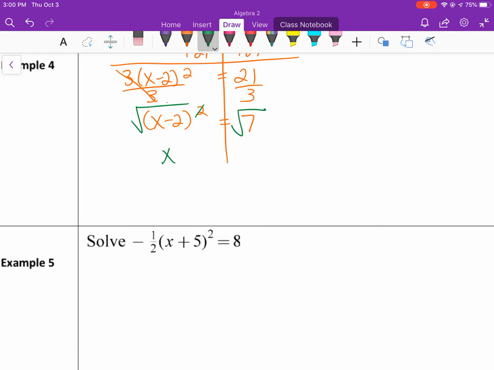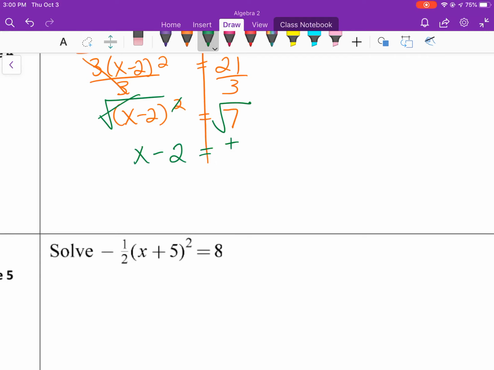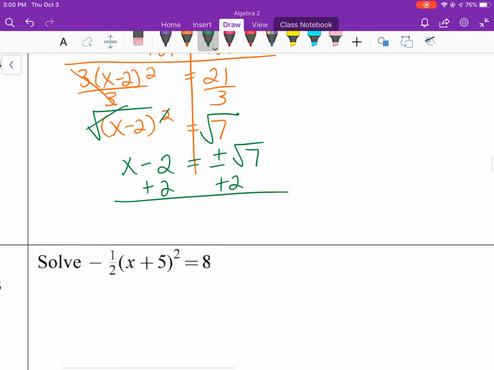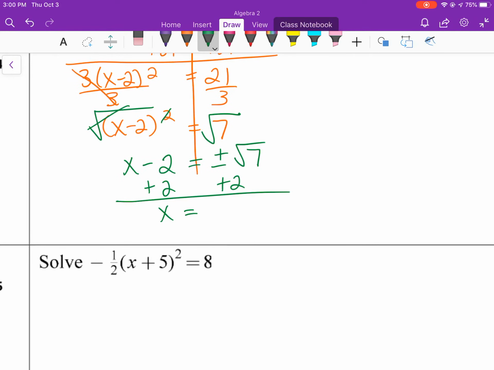And over here, the square root takes out the square, so x minus 2 equals positive or negative square root of 7. We add 2 to both sides. X equals, so I have a whole number and an irrational number. So I could add those together with a calculator and get a decimal.